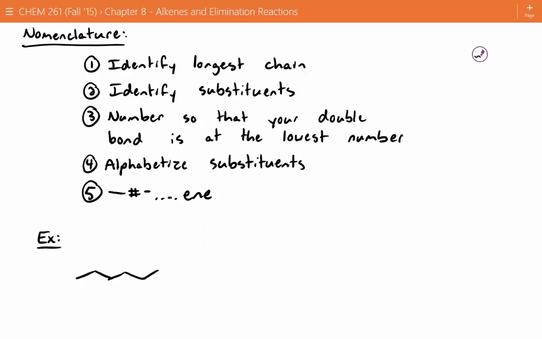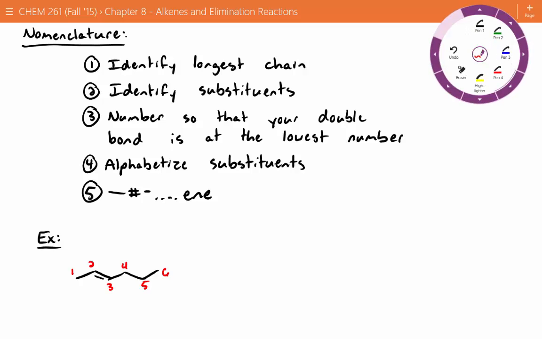Let me clean this up. What's this compound called? What's the longest chain? 6. So what's the prefix for 6? Hex. Do we want a number going left to right or right to left? Left to right. That way our double bond starts at position 2, goes through 4, 5, 6. All right, so we've got a hexene.